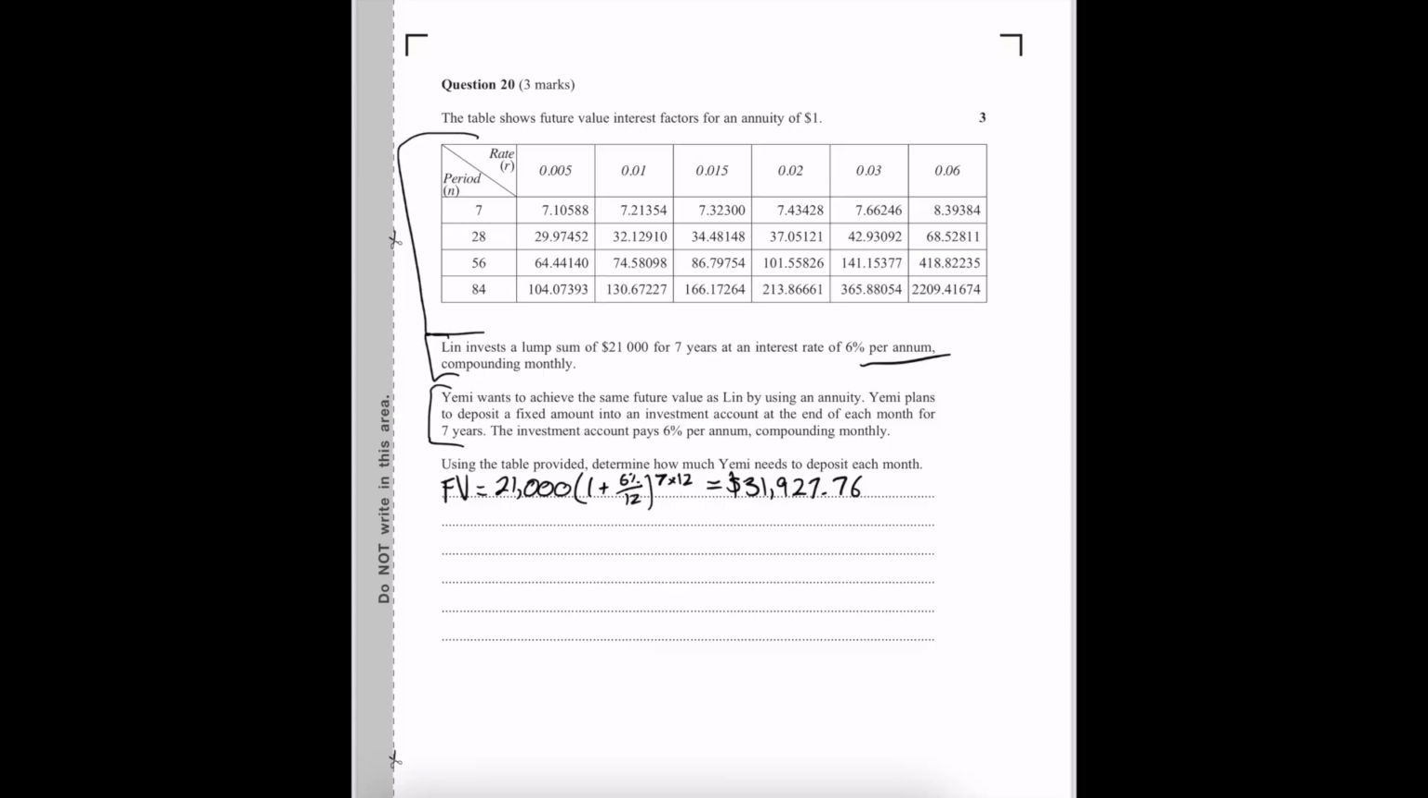And we should now know that using an annuity table like this, whatever the factor is, multiplied by the monthly amount, M, let's call it, so M times the annuity factor, let's call it F, should be equal to our future value. So the monthly amount times this F, which we're going to figure out, is going to be equal to 31,927.76.